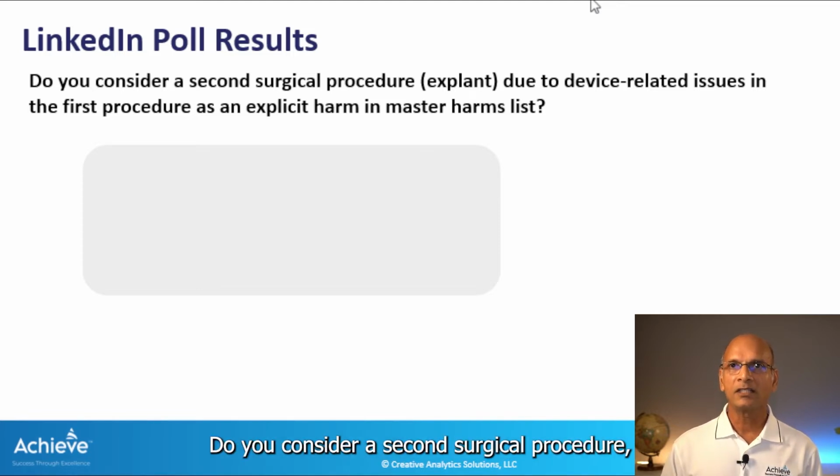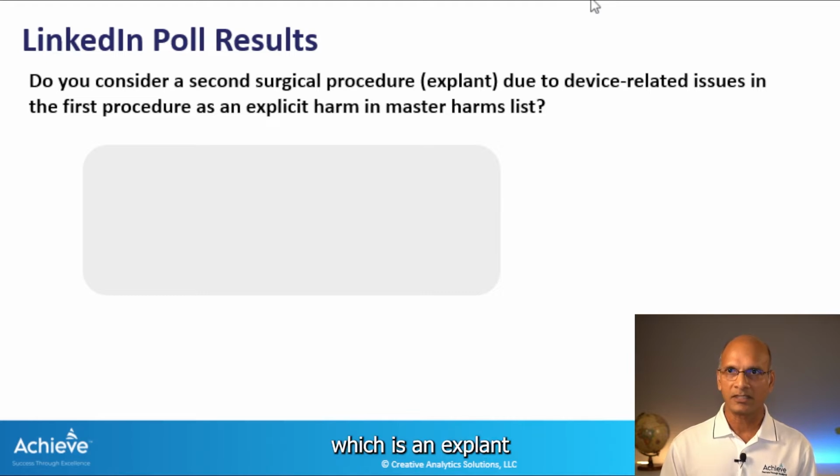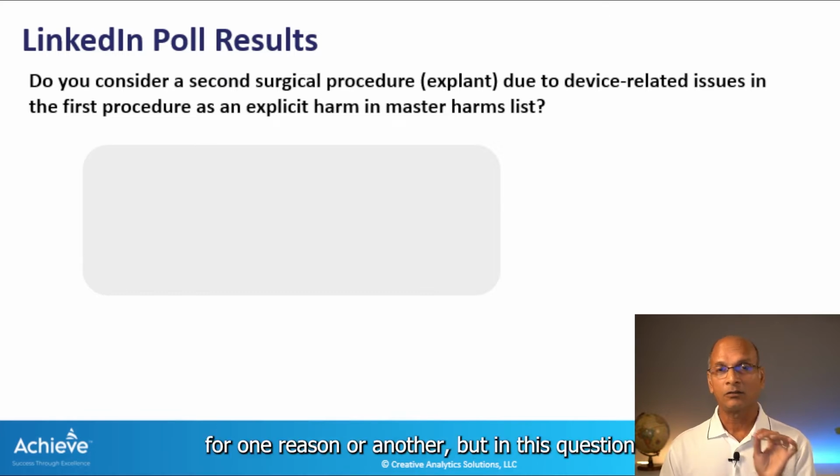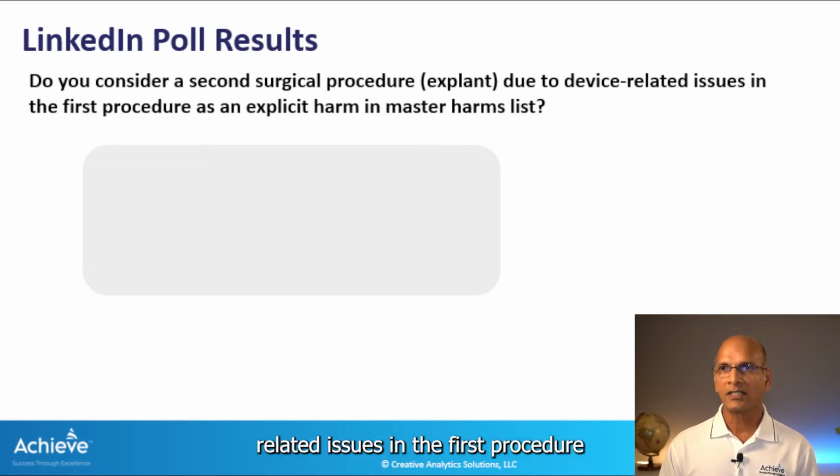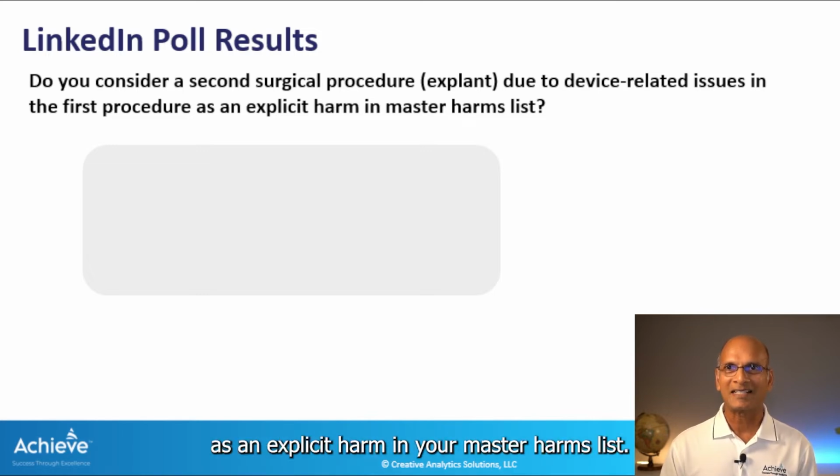Do you consider a second surgical procedure, which is an explant, due to device related issues? Now here I was specific. Explant can occur for one reason or another, but in this question I was specific: due to device related issues in the first procedure as an explicit harm in your master harms list.